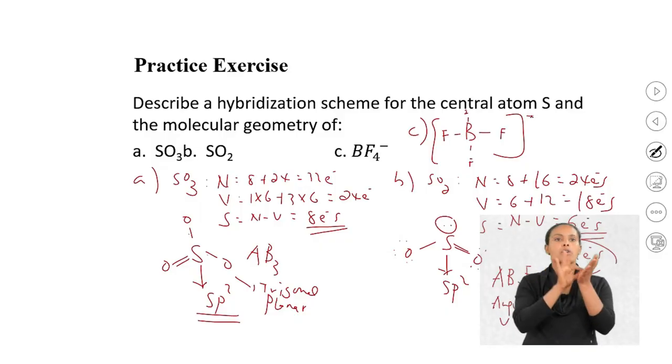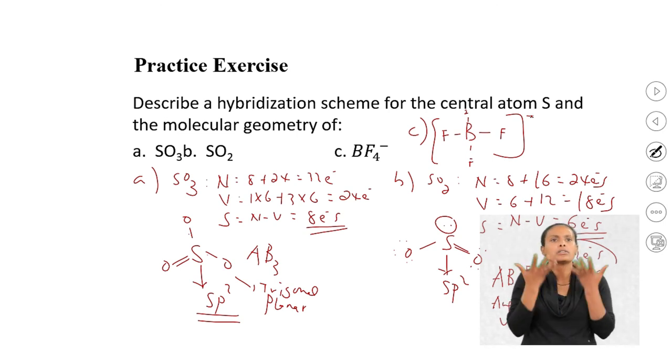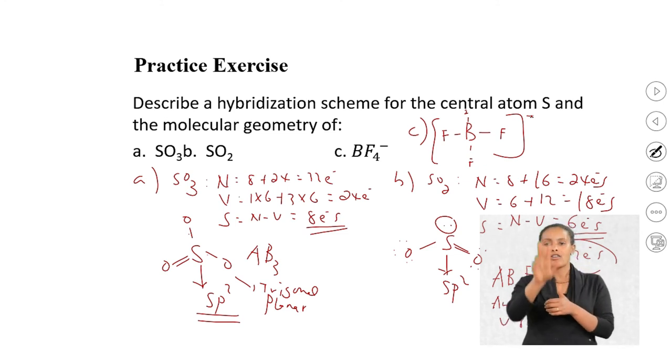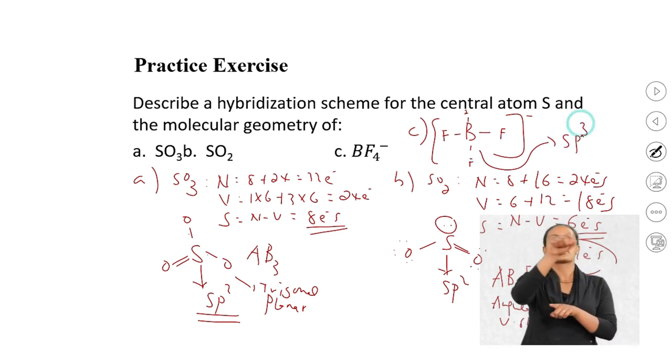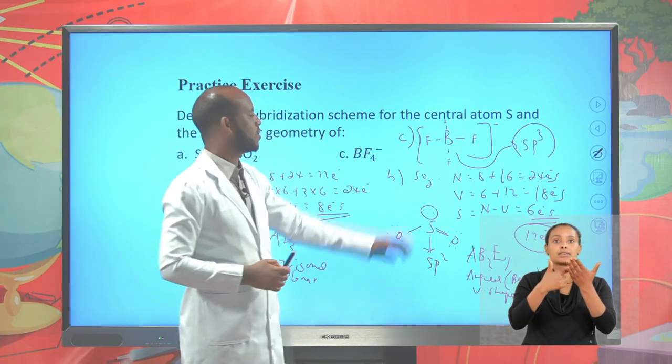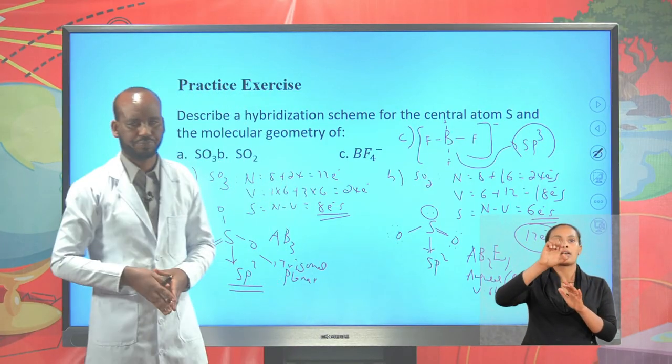Now count the number of charge clouds around the central atom. Boron, how many charge clouds, sets of electrons, are there on the central atom, boron? 1, 2, 3, 4. Now this boron undergoes sp3 hybridization. The geometry of this species is tetrahedral.